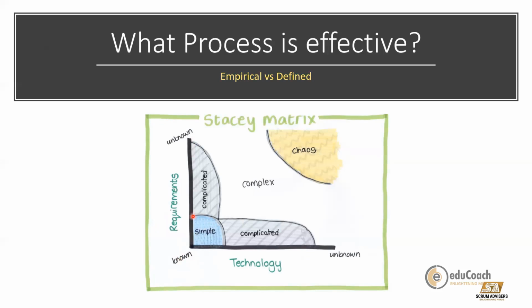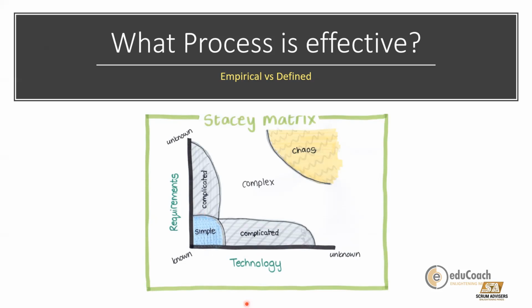So when everything is known, and when requirements are known and technology is known, we are in the simple zone. This is the zone where we could probably employ the waterfall technique, because we know the technology, we know the requirements. We simply start with our work, we get the work done, we do the analysis, we do the architecture, we do the product development, integrate, test, and roll out the product.